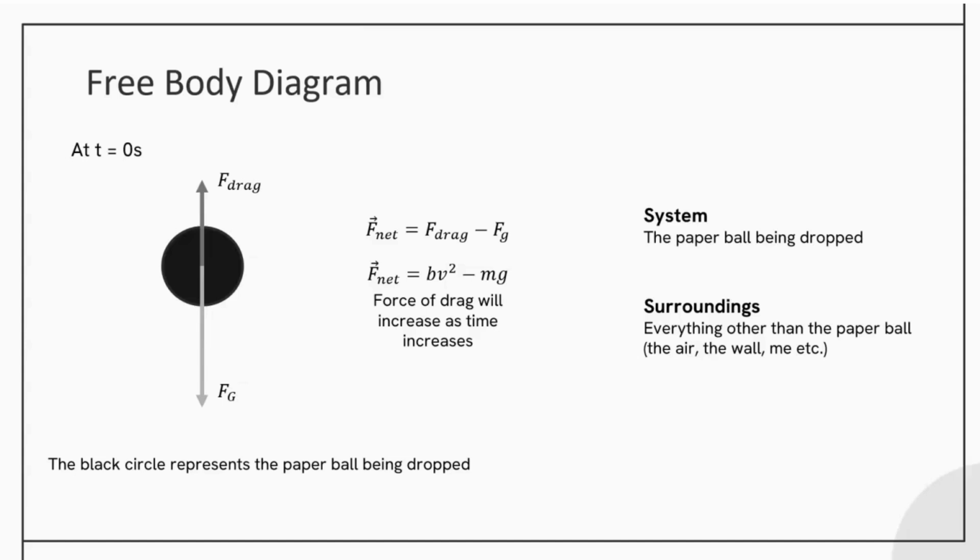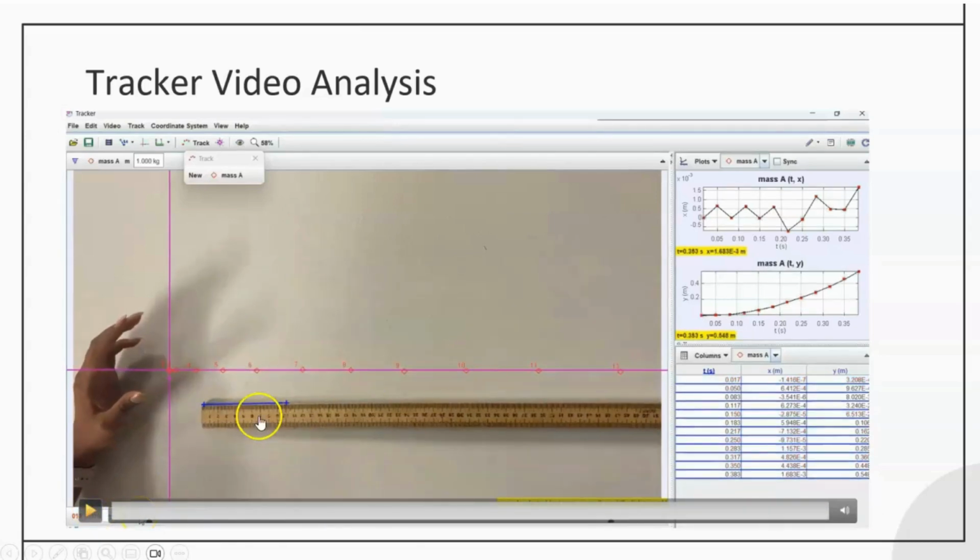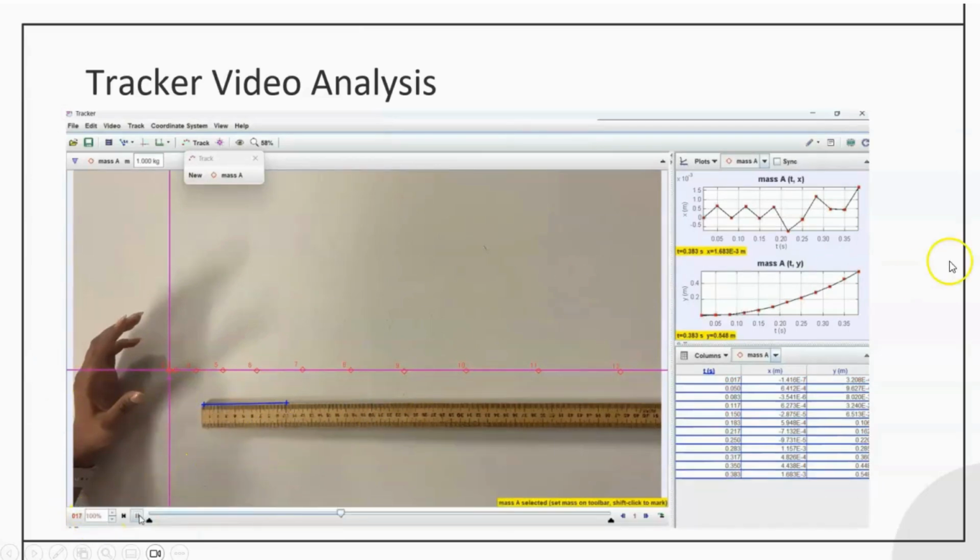And note that the force of drag will increase as time moves on because it relies on velocity, and velocity will increase as time goes on. And let's also remember that the system is going to be the paper ball that I am dropping, and the surroundings will be everything else. This is the Tracker video analysis. Take note that the axis was flipped to account for the fact that this video was accidentally taken sideways. So the negative y-axis will be acting in the right direction, and that was me dropping the paper ball.